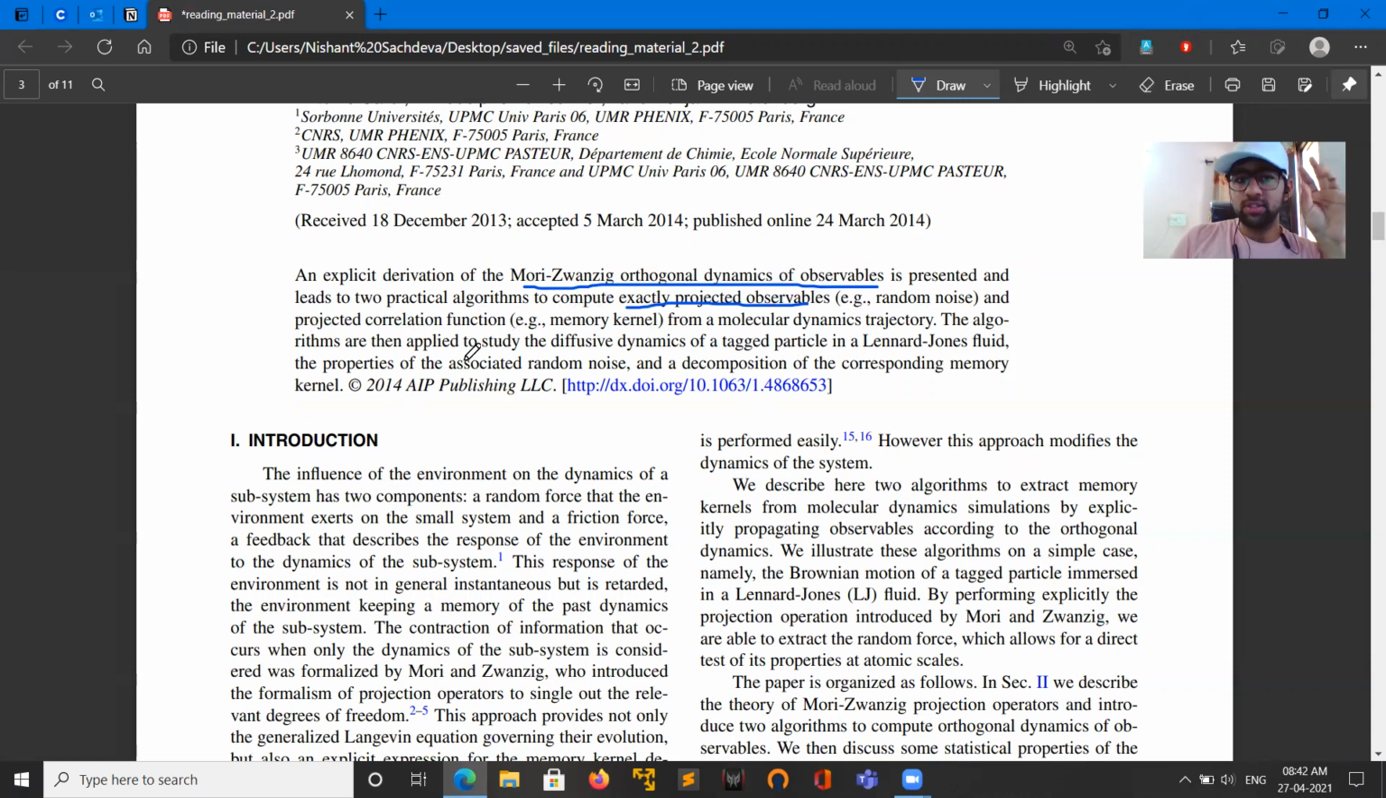Now the algorithms that we develop here, these two algorithms, are then applied to study the diffusive dynamics of a tagged particle in a Lennard-Jones fluid. Again, too many terms here, we will study them as we go ahead. So Lennard-Jones fluid, tagged particles, diffusive dynamics. Keep in mind these words. Now, the properties of the associated random noise and the decomposition of the corresponding memory kernel will also come as we go ahead.